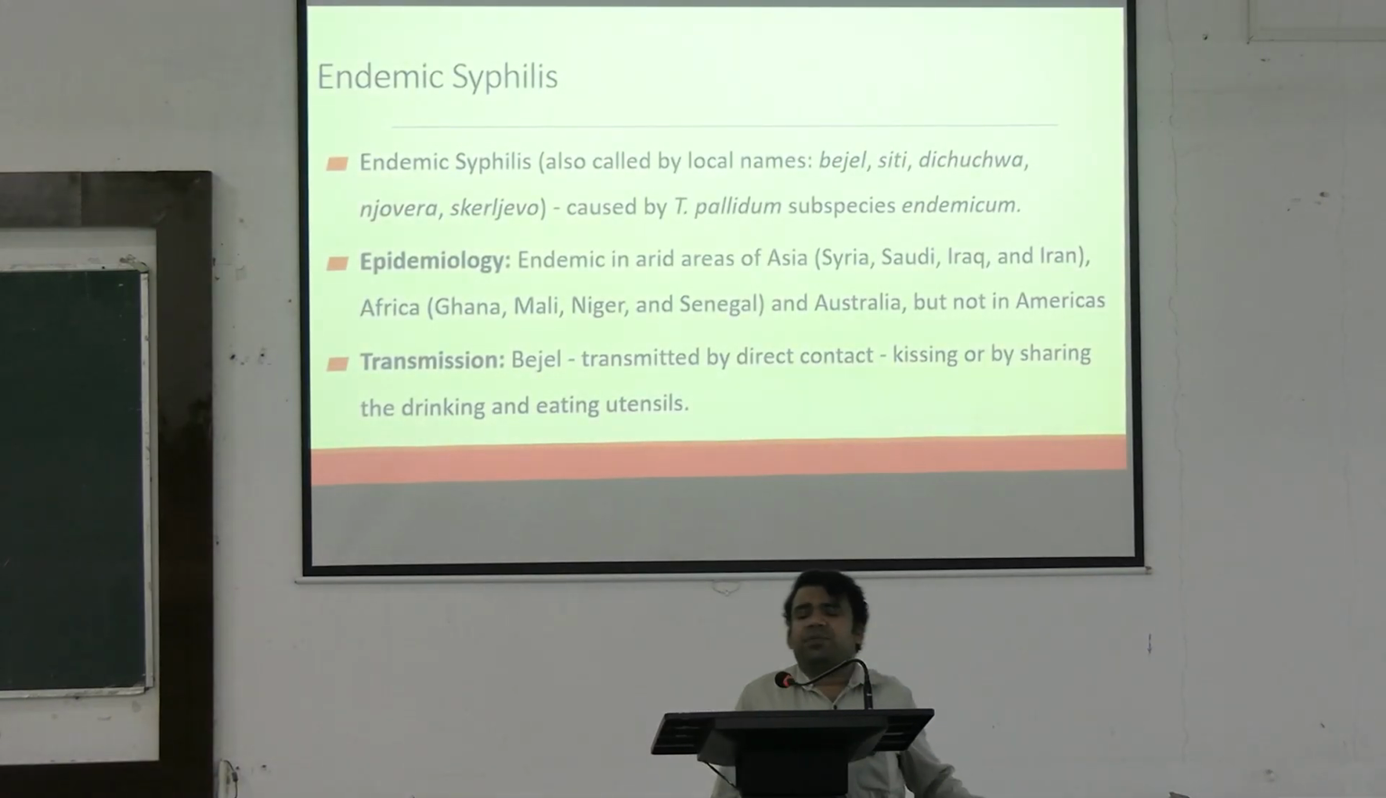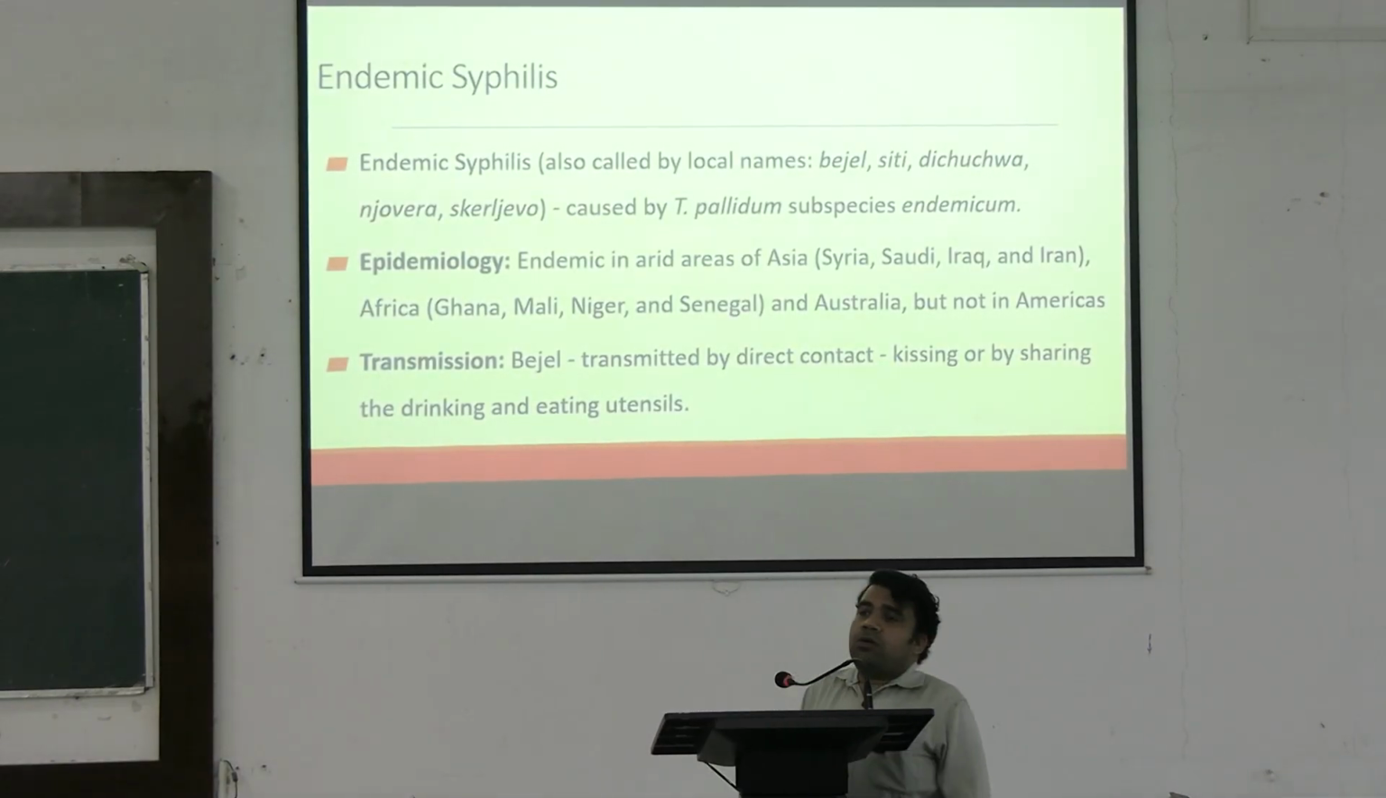Next comes endemic syphilis. Now, it is called endemic syphilis because over here the transmission is mainly from direct contact with kissing and sharing of utensils. This disease is more commonly seen in the Middle East region. There are various names like Bejel, etc.